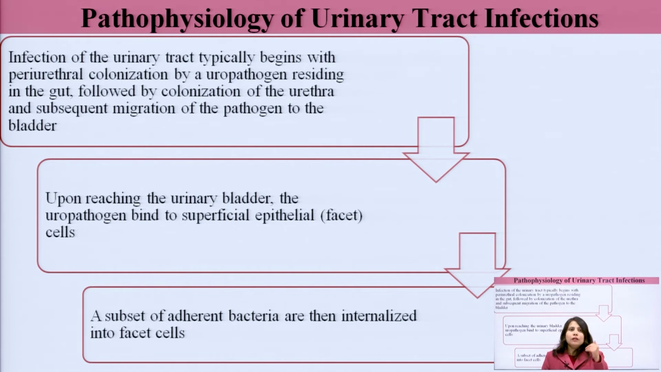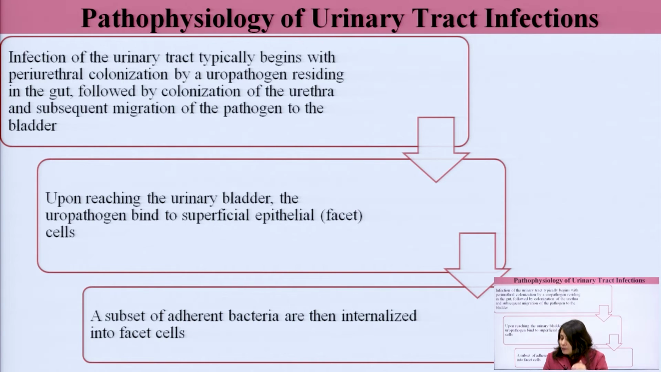Now, I am describing the ascending route of infection, in which the infection is first lodged into the urethra of the urinary tract by the microorganisms that cause urinary tract infection. Once they lodge an infection in the urinary tract, they colonize there, they multiply in number there, then they make their way to the urinary bladder. When they reach the bladder, what do they do? These microorganisms bind to the superficial epithelial facet cells.